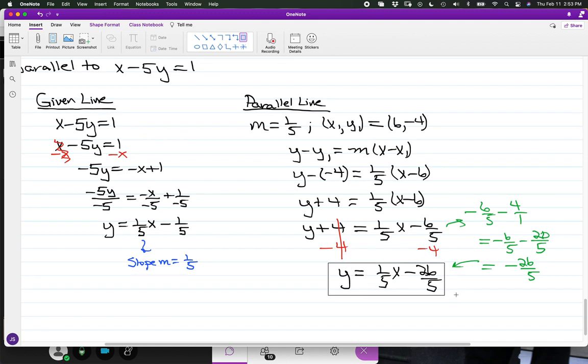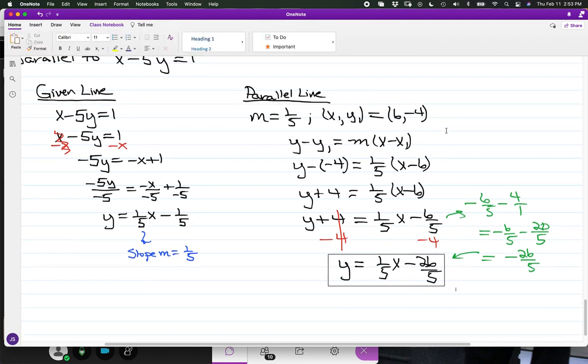And you can just check for the consistency. So the left-hand side of the equation, y, we have at -4. And then with x at 6, 1/5 of 6 is 6/5. 6/5 minus 26/5 is going to be negative 20/5, and negative 20/5 reduces to -4, again, which we have for y.